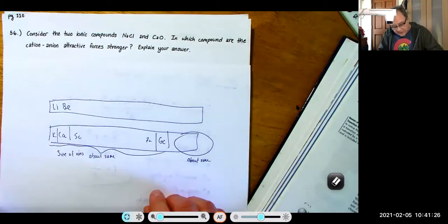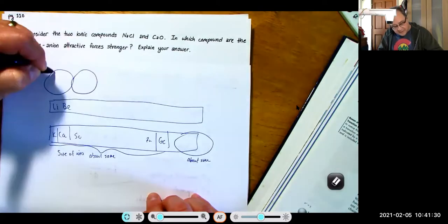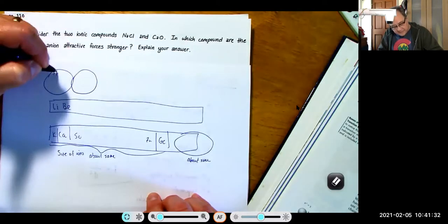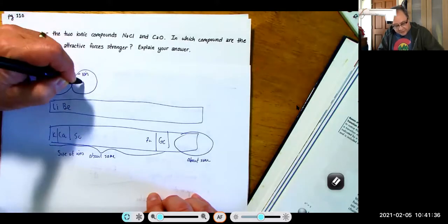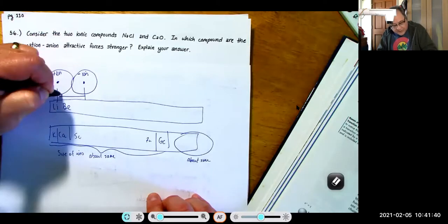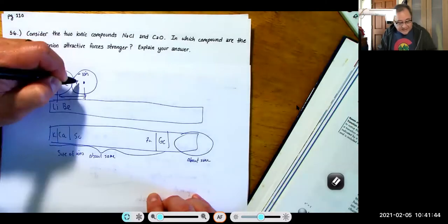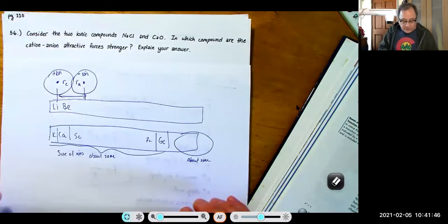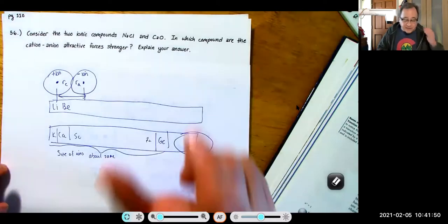So if these are two ions, and here's a positive ion, and here's a negative ion, and this is the nucleus, and this is the nucleus, what is that distance? Well, it's this radius of the cation and this radius of the anion added together. So the bigger the diameter of the atom, the bigger the radius, the bigger the distance between the nuclei.